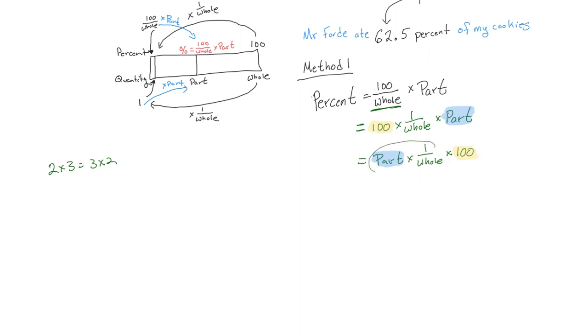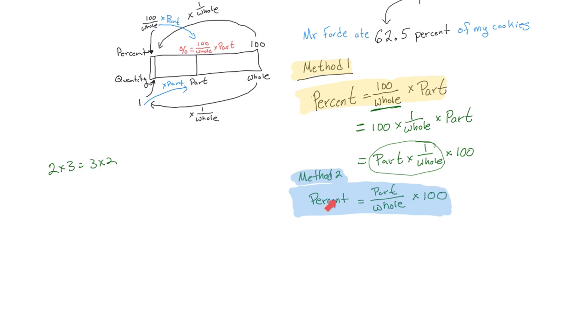So this would be the same thing as the part times 1 over the whole, or the part divided by the whole, times 100. And so this is another way that we can think of finding the percent. And either of these work.